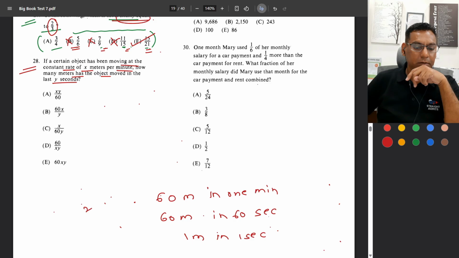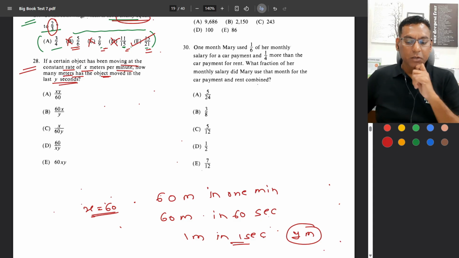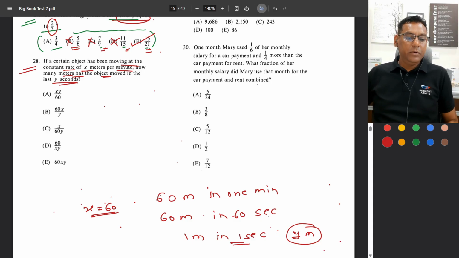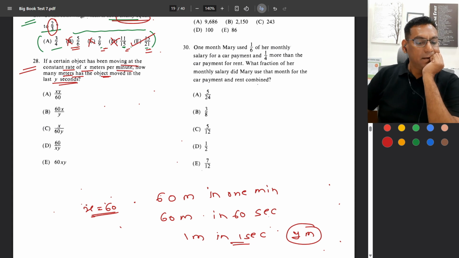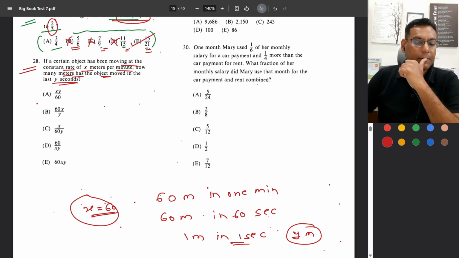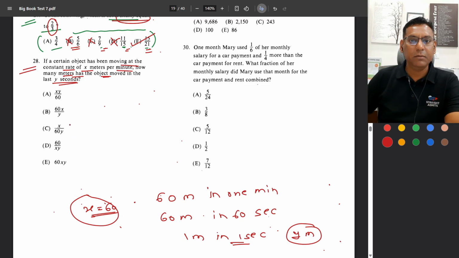If x was 60, let's assume x is equal to 60. Then how many meters has the object moved in y seconds? So in y seconds, it has moved y meters. It is moving 1 meter in 1 second, so the answer has to be y. Where am I getting the answer as y, if x is equal to 60? Obviously you can do it with a formula and everything, right?